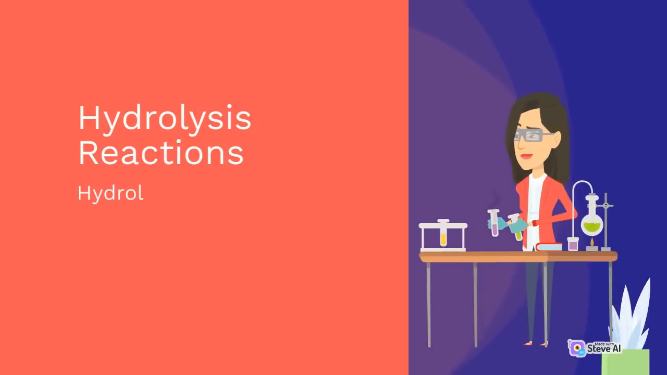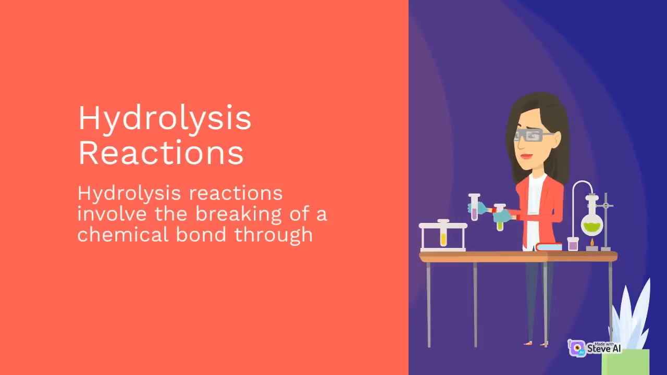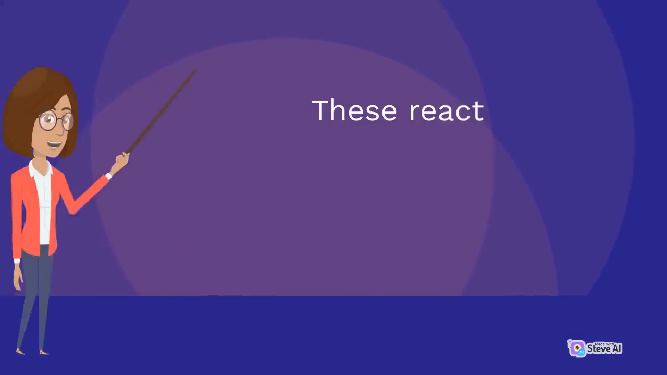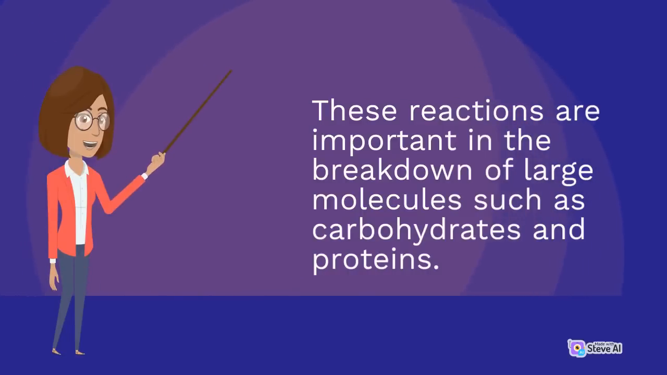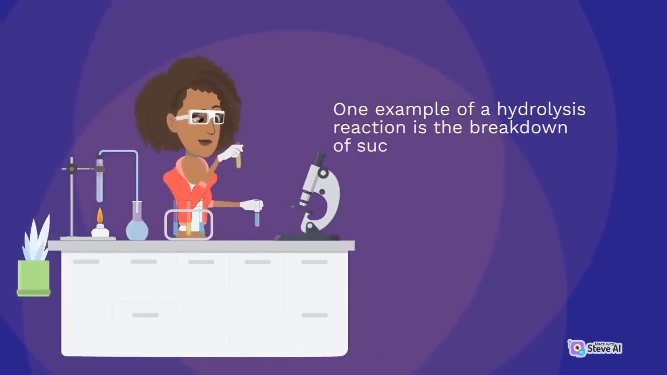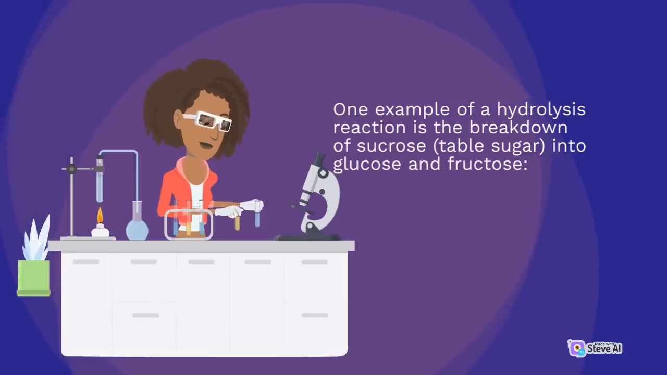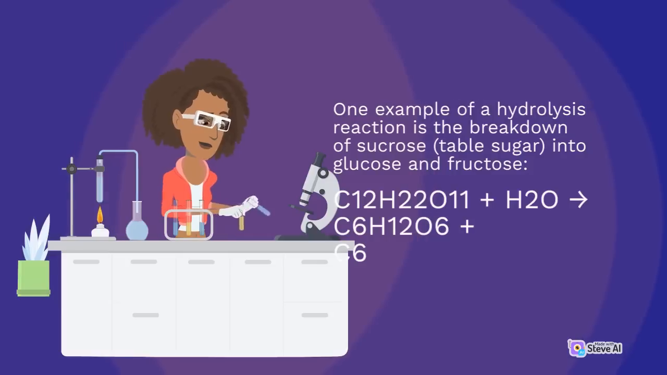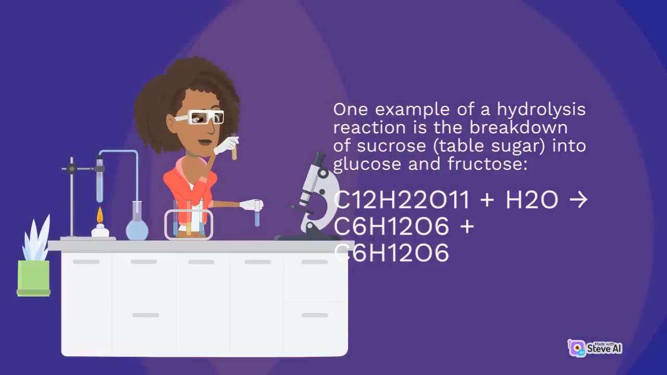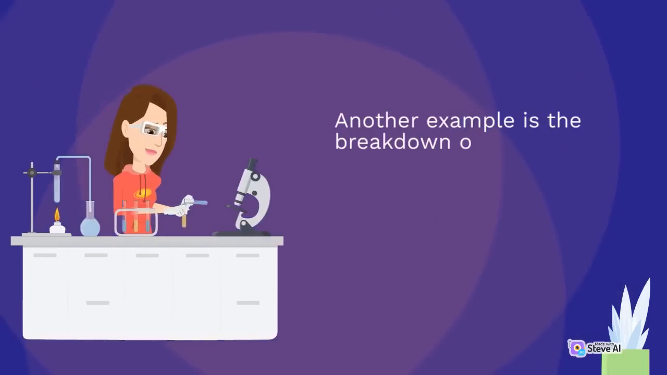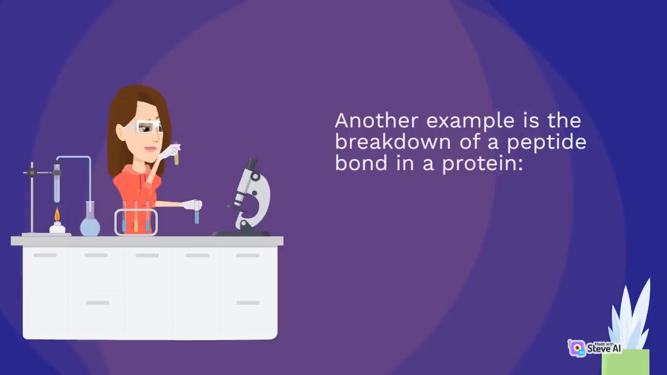Hydrolysis reactions. Hydrolysis reactions involve the breaking of a chemical bond through the addition of water. These reactions are important in the breakdown of large molecules such as carbohydrates and proteins. One example of a hydrolysis reaction is the breakdown of sucrose, table sugar, into glucose and fructose. C12H22O11 plus H2O yields C6H12O6 plus C6H12O6. Another example is the breakdown of a peptide bond in a protein.